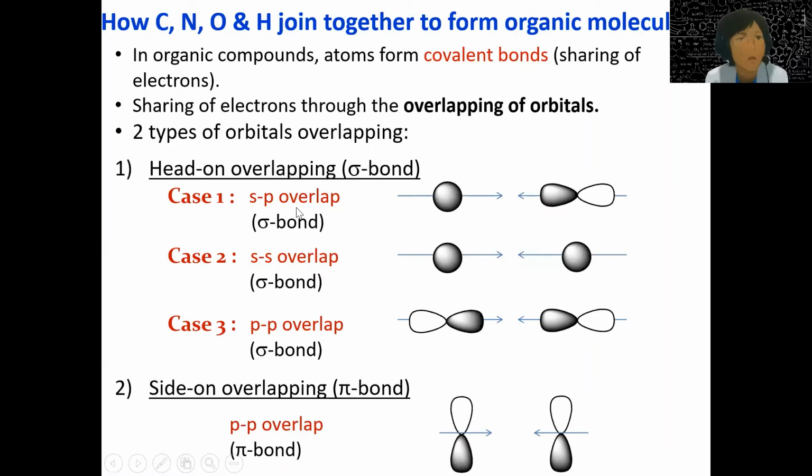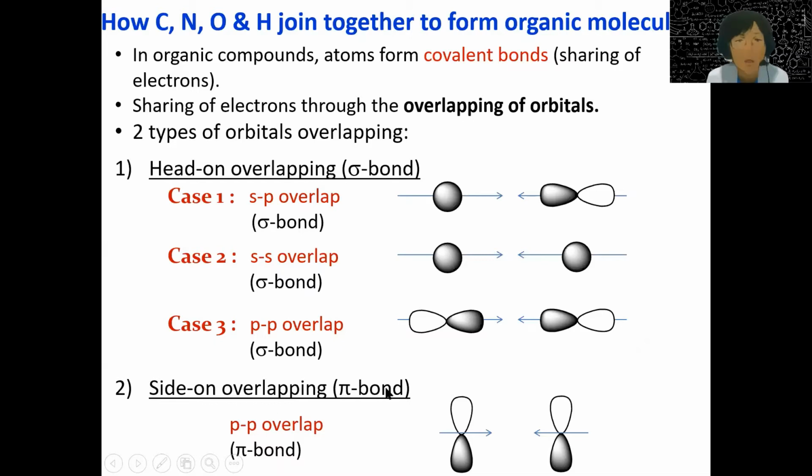One is a head-on overlapping, and we call the bond formed a sigma bond. For example, an s orbital can overlap with a p orbital, and this will be a sigma bond. Or s orbitals can overlap with s orbitals. The bond formed is also a sigma bond, or a p orbital can overlap with a p orbital. Okay, look at the shape now. For the p orbitals, only one side of the orbital will overlap with the other side of the p orbital, and that is called the sigma bond.